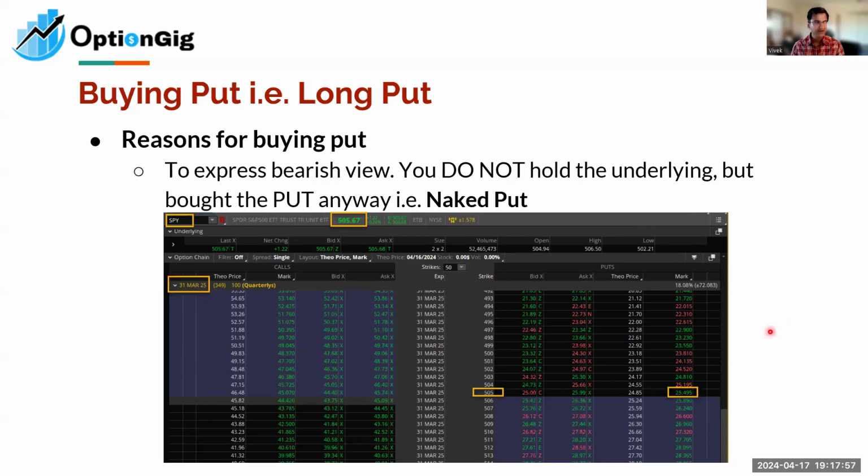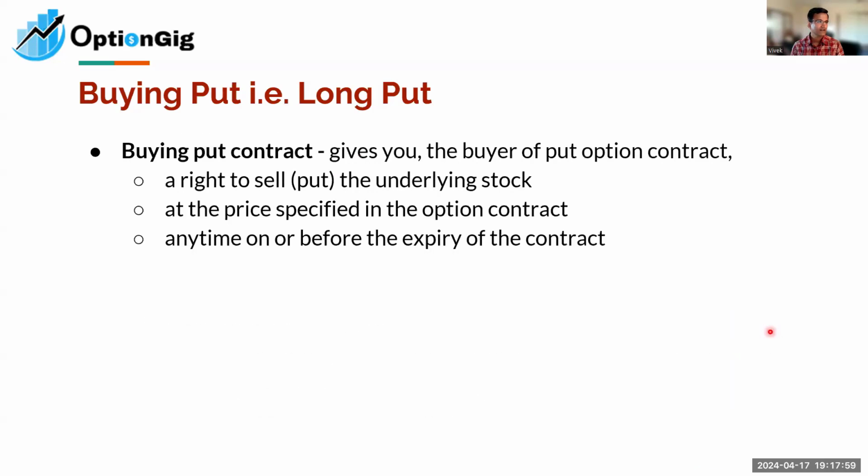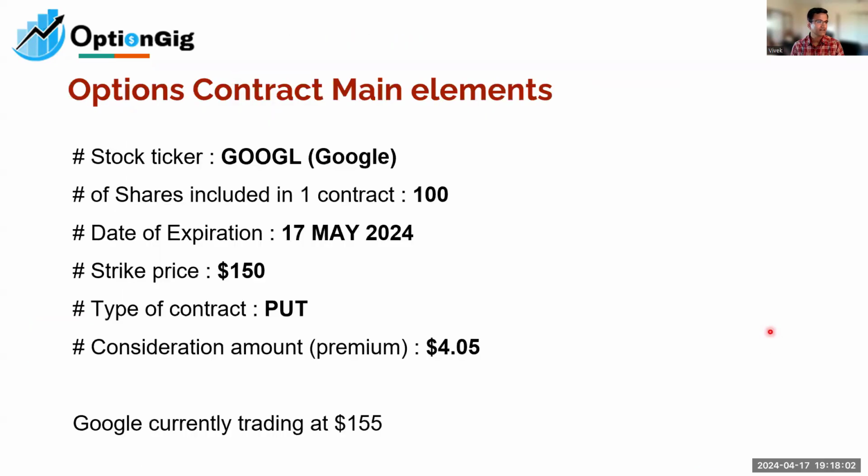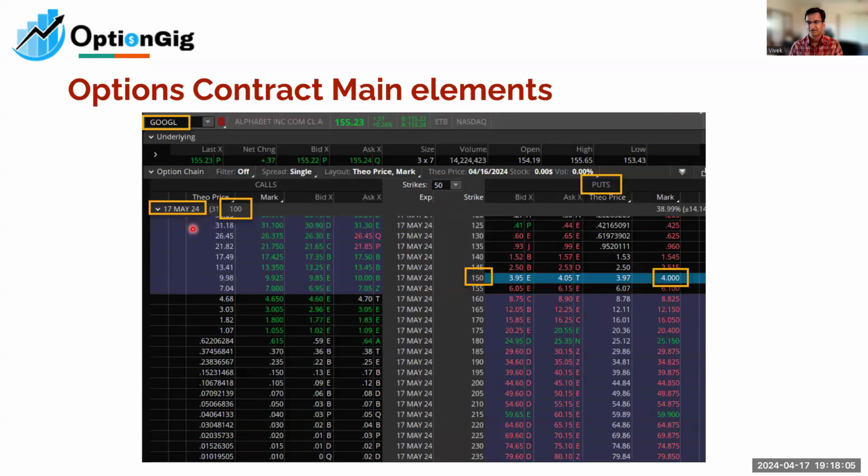But this gives me a right to sell the stock at 150 all the way up to 17th of May. So I still got 17th of May, means almost 30 days. I'm buying this right for the next 1 month, in which Google is going to report earnings. And I think the earnings could be bad. So that's why I'm buying this protection, so that I can sell it at 150 up to 17th May.